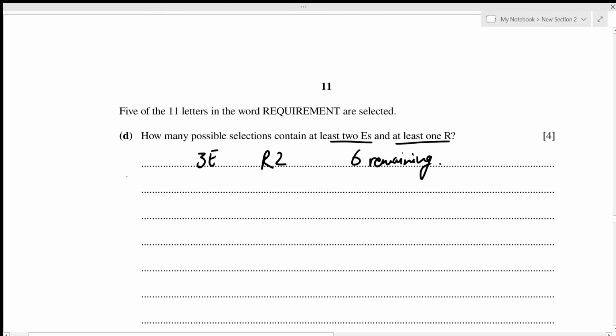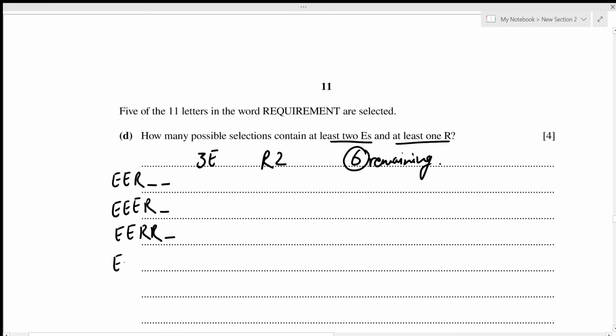So let's just list down the possibilities first. Let's start with 2 E's, 1 R, and then the remaining 2 letters can be from this remaining letters of 6, right? Or let's increase the value for E. That's going to be 3 E's, 1 R, and 1 remaining letter. Let's increase the value for R. That's going to be 2 E's, 2 R's, and 1 remaining letter.